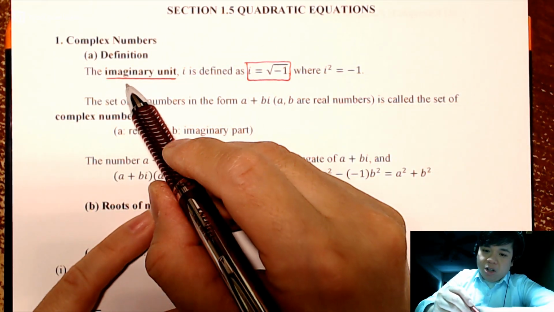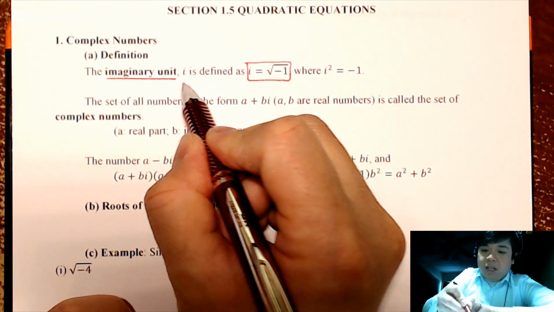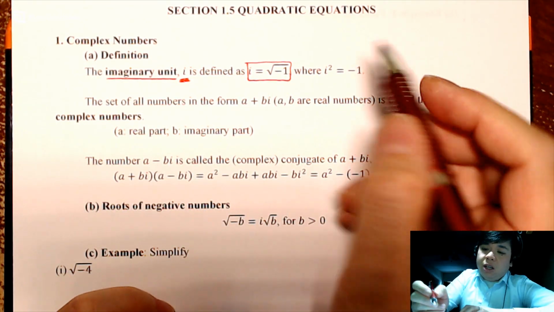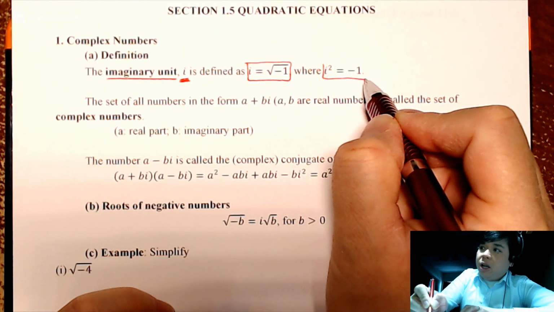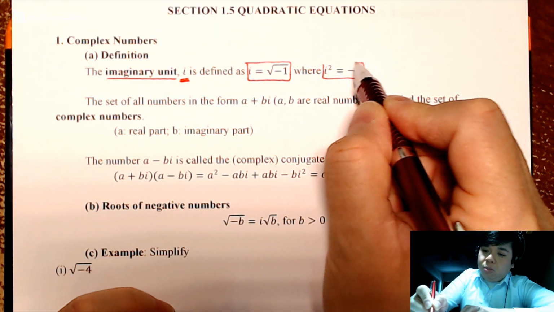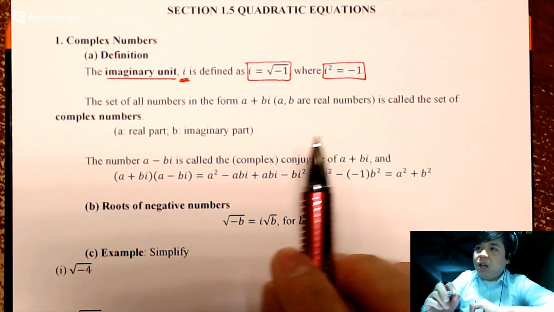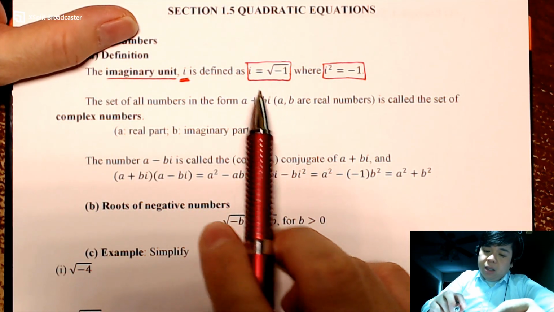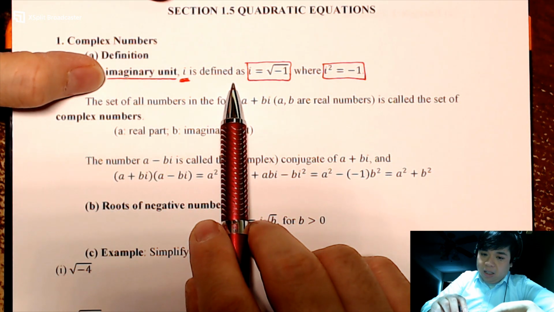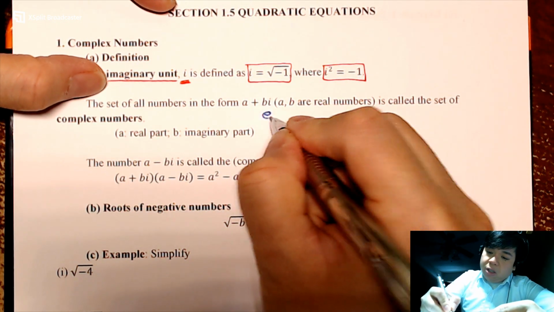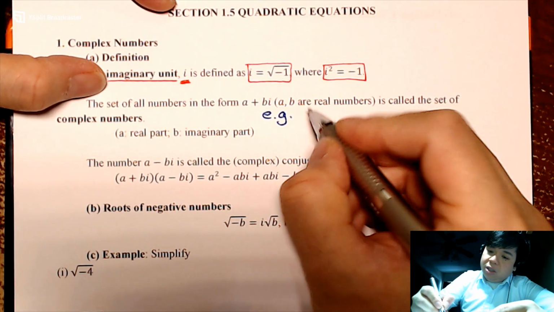Anyway, the imaginary unit is defined to be i, and i is the square root of -1, or we can say i squared is -1. And a complex number is a number that might have i in it or maybe not. But in general, these numbers are complex numbers.